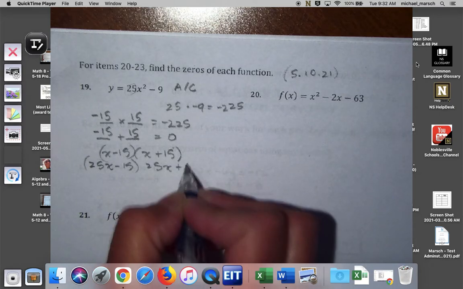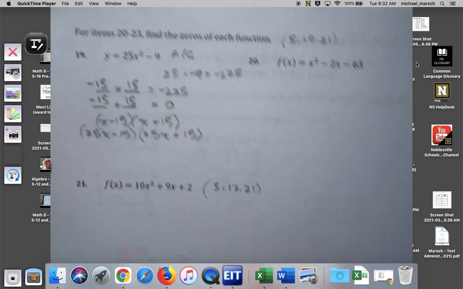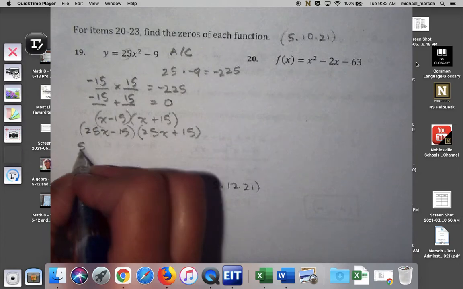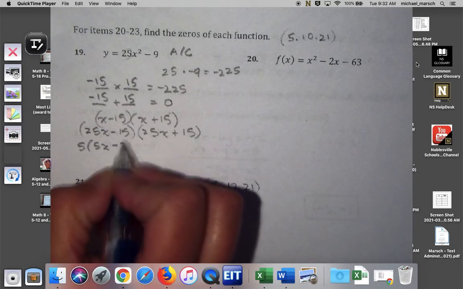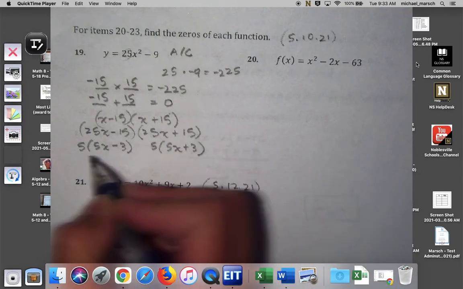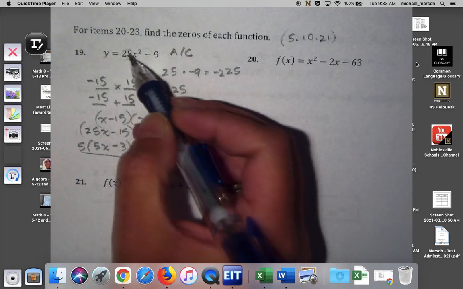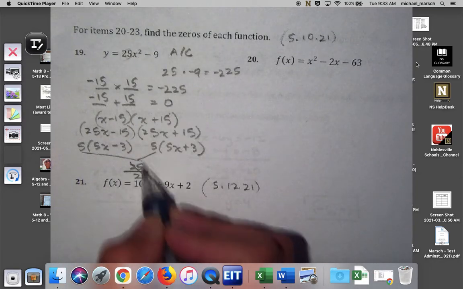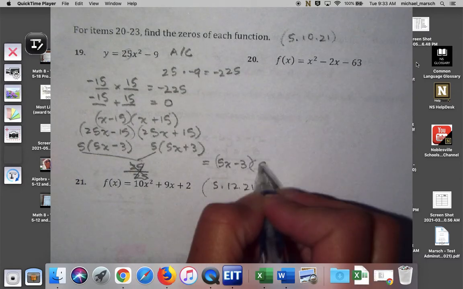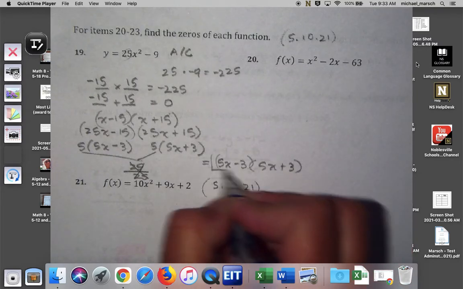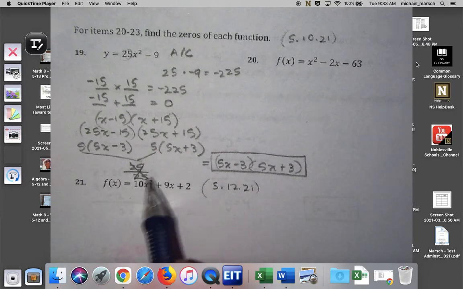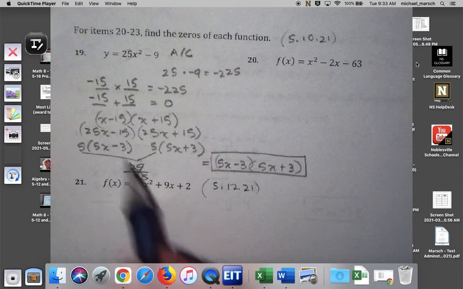25x plus 15. Here's where it got a little wonky, where you can see that you can take out 5 from each of these, right? So we get 5 times the quantity 5x minus 3, 5 times the quantity 5x plus 3. These turn into 25, which is the same as my A, so those cancel out. So my final answer is 5x minus 3 times 5x plus 3. So I took the 5 times the 5 and I got 25, and then remember our last step is to divide by our A value. So that's where that came from.